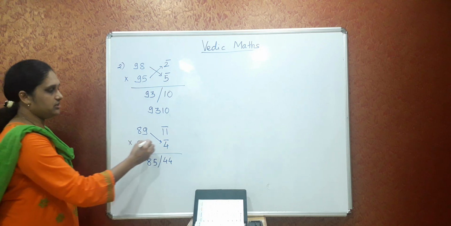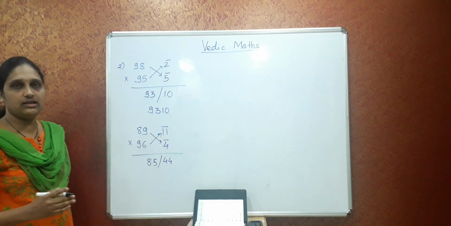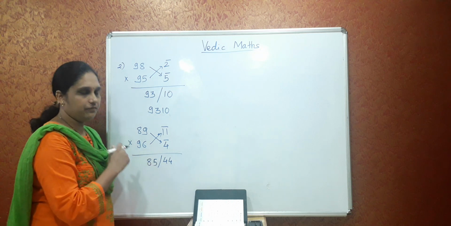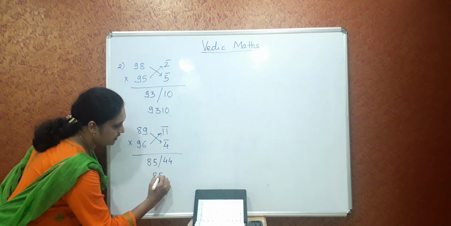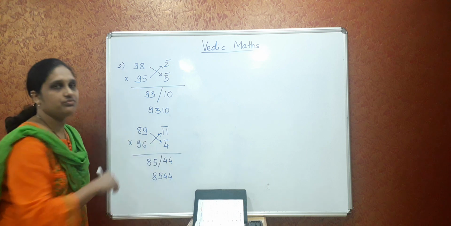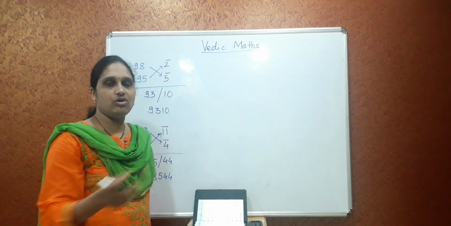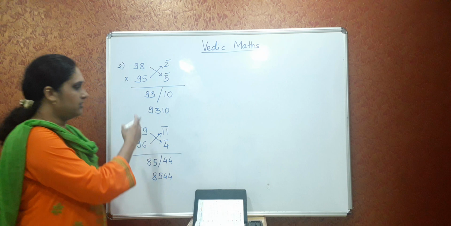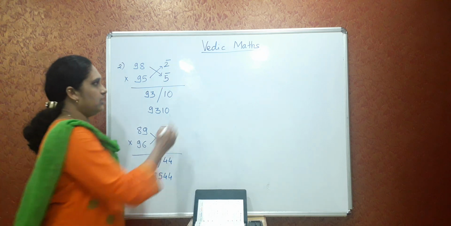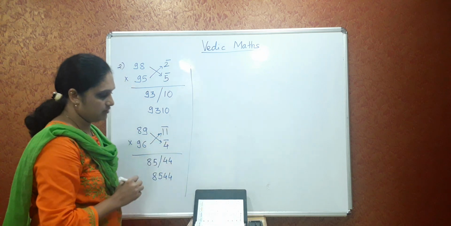85. Or you can check this way also: 96 minus 11 is also 85. So our answer is 8544. So without doing any long calculation, with this method, it is easy to do the calculation very fast.